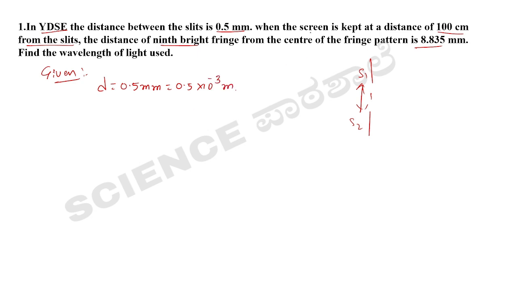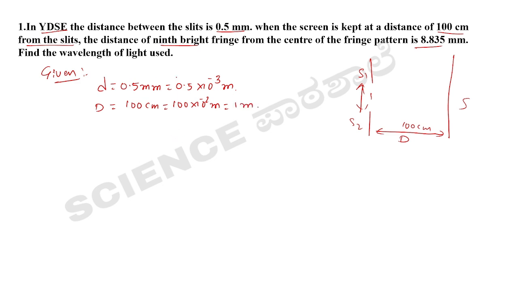Then what are they given? The screen is kept at a distance of 100 centimeter. This is the screen, meaning the distance between screen and slit is 100 centimeter. This is equal to capital D. Capital D is 100 centimeter, which is 100 into 10 raised to minus 2 meter, equal to 1 meter.